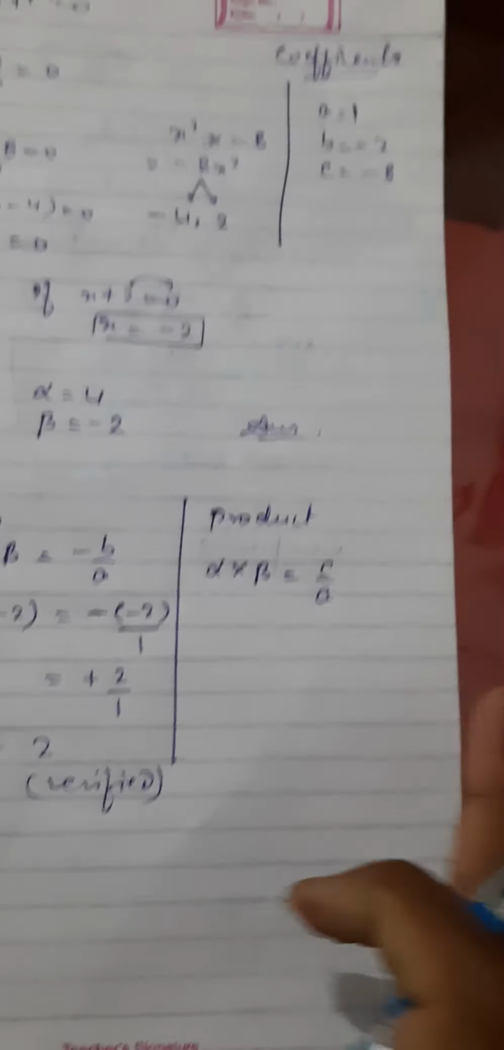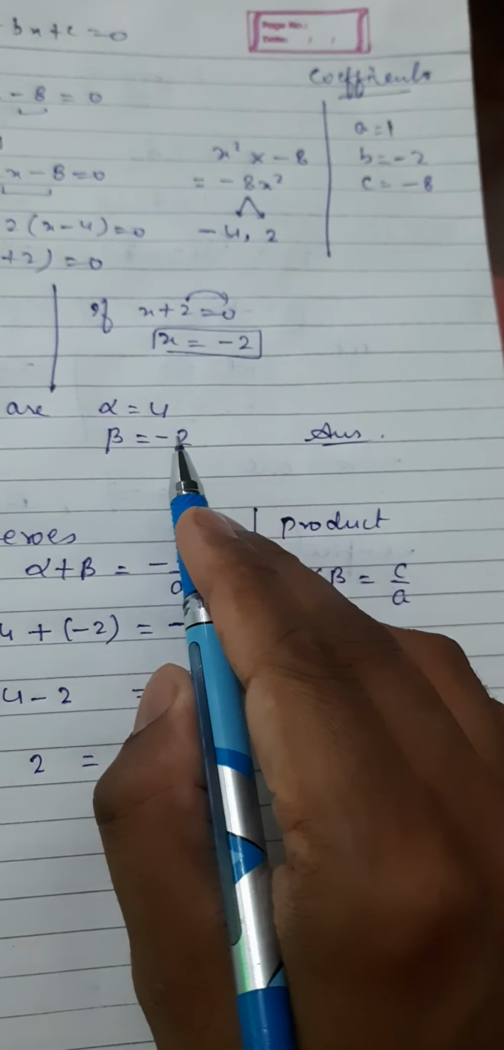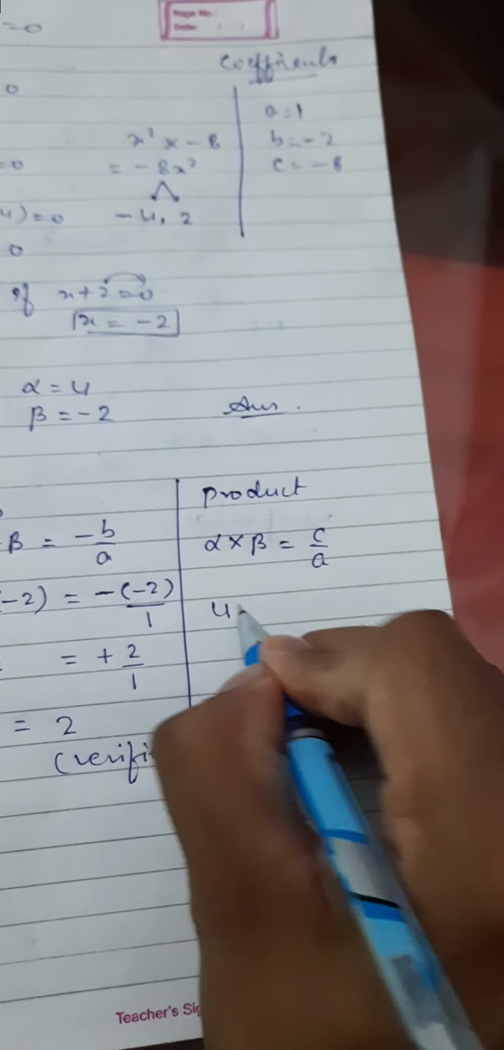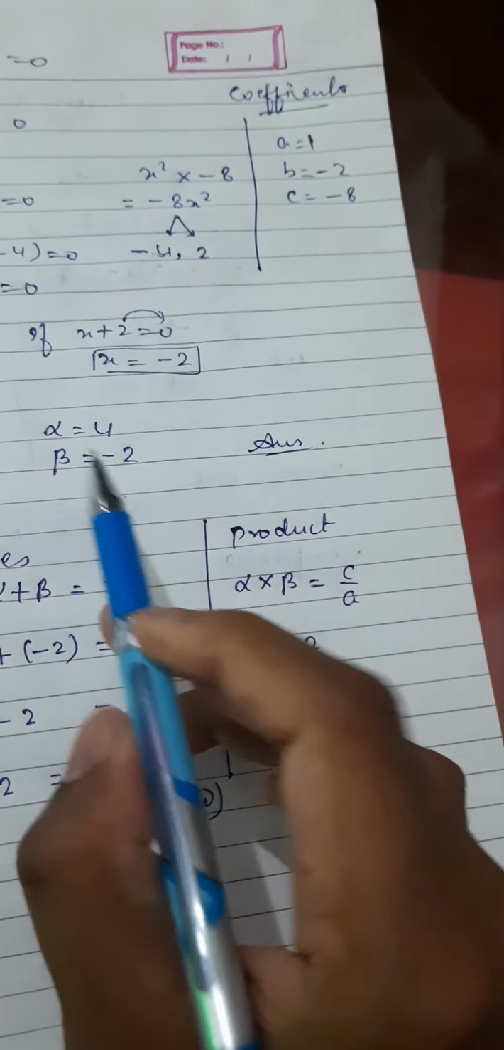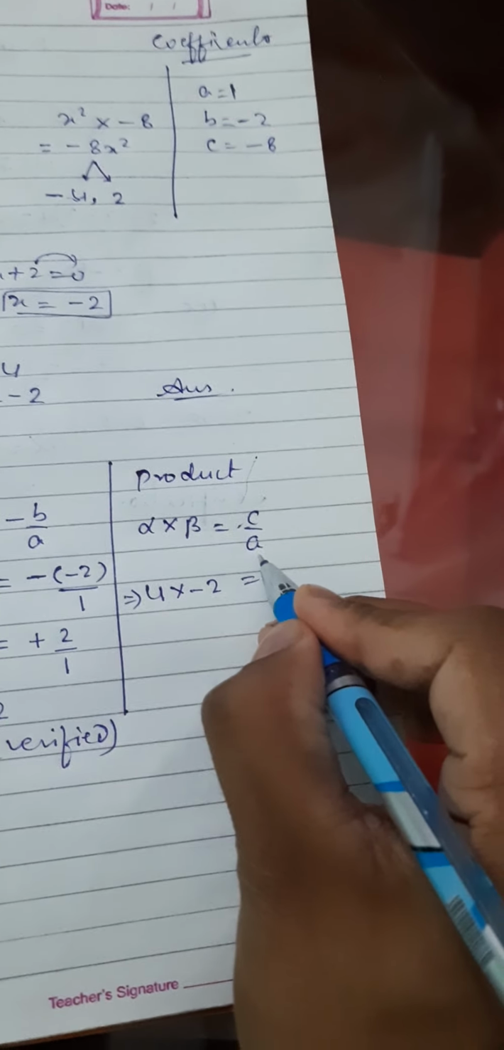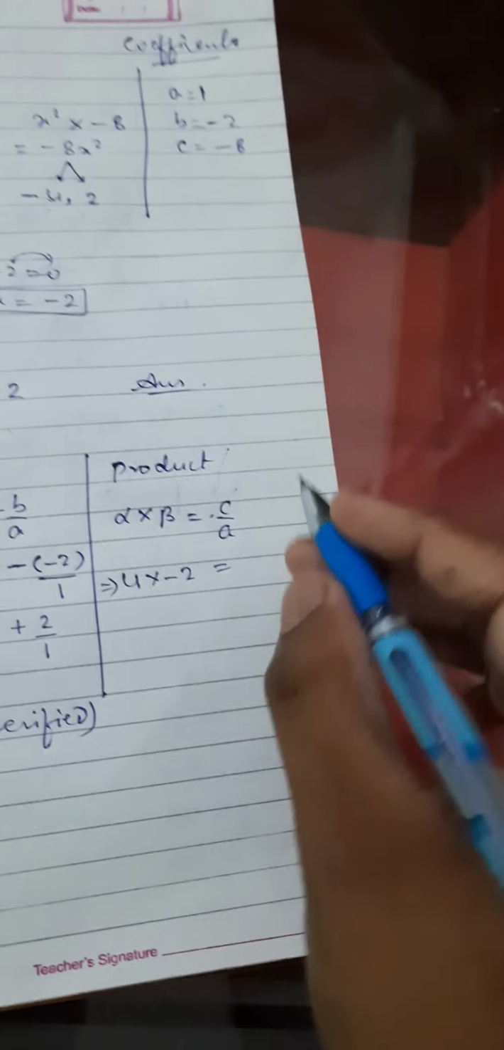Clear? Check out this. Alpha into beta, 4 into -2. Okay, 4 into -2 we have to multiply equal to, now c upon a, again see there, c upon a, -8 upon 1.